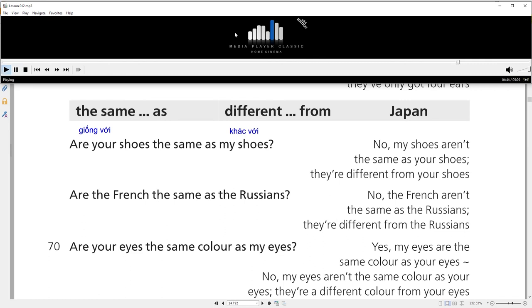Are the French the same as the Russians? No, the French aren't the same as the Russians. They're different from the Russians. Are your eyes the same color as my eyes? No, my eyes aren't the same color as your eyes. They're a different color from your eyes.